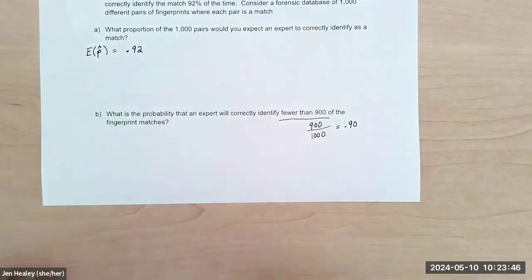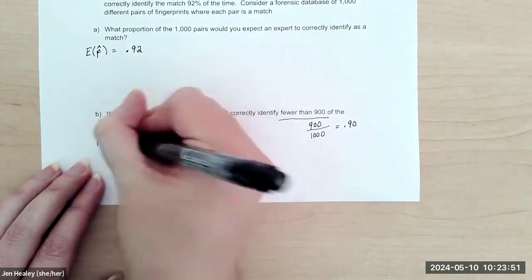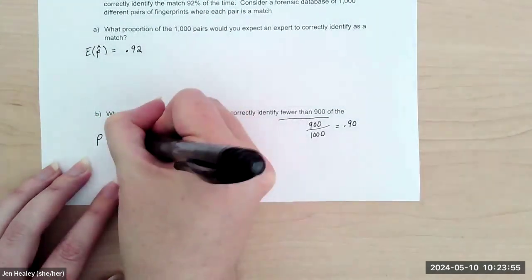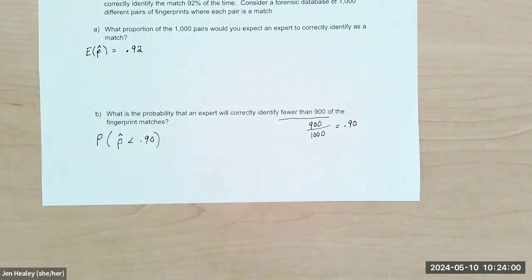So this is asking, if I write it in that notation, what's the probability that my p hat, that's my sample proportion, is less than 0.90? That's the question we're asking. And in order to answer that question, what I need to do is figure out what's the probability that our z-score is some number. We're going to go find that number using that second formula.